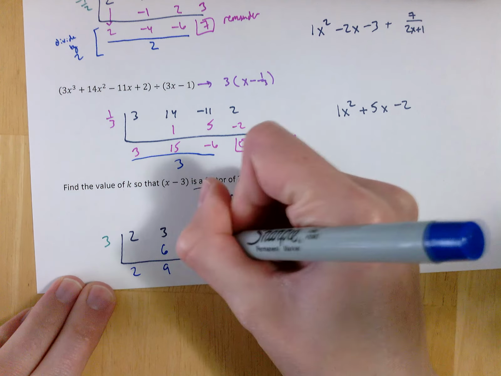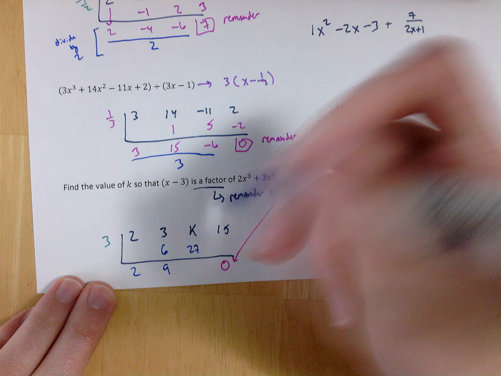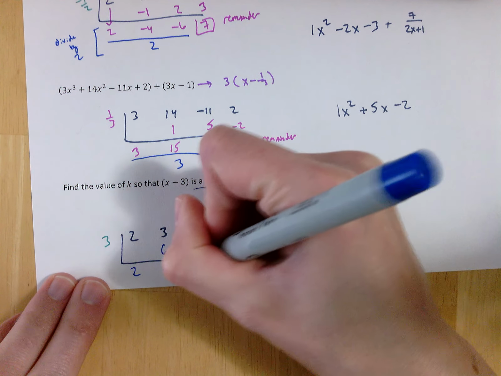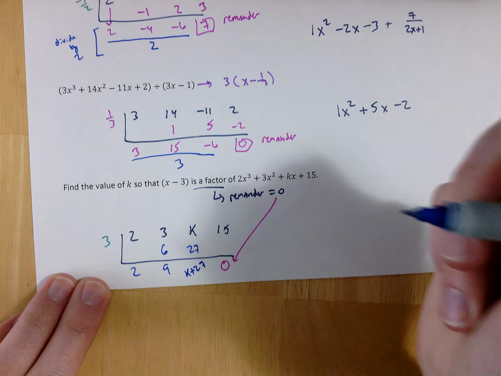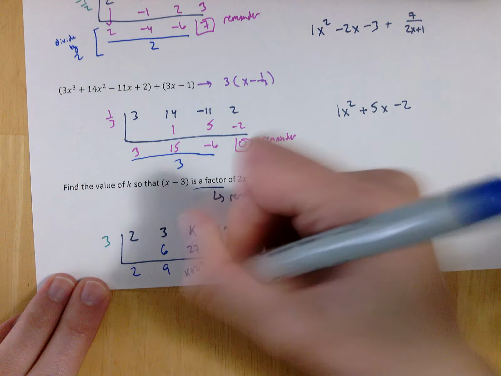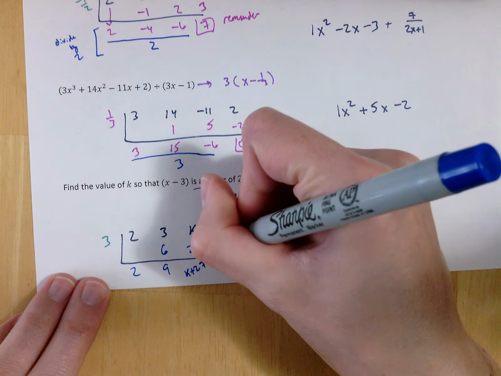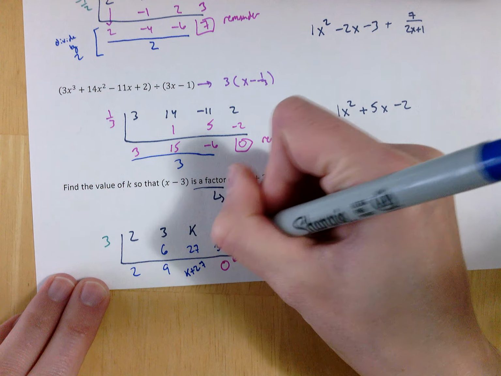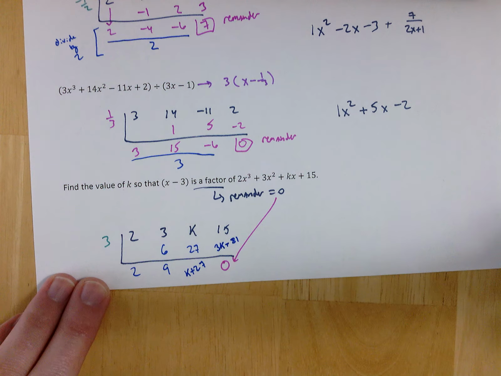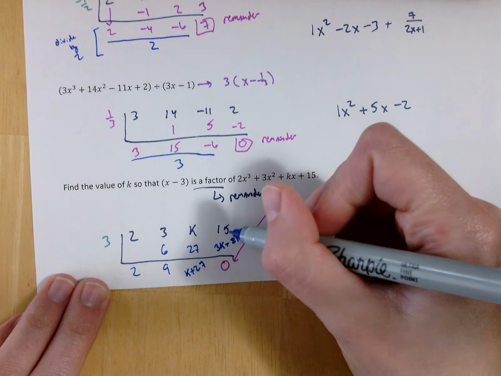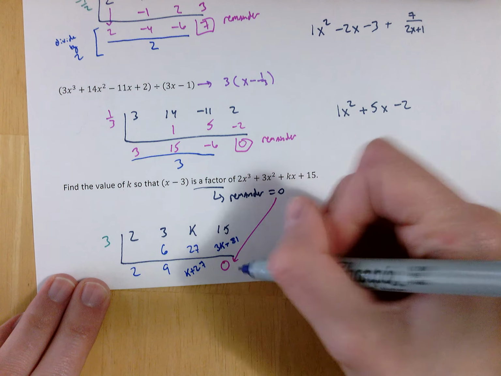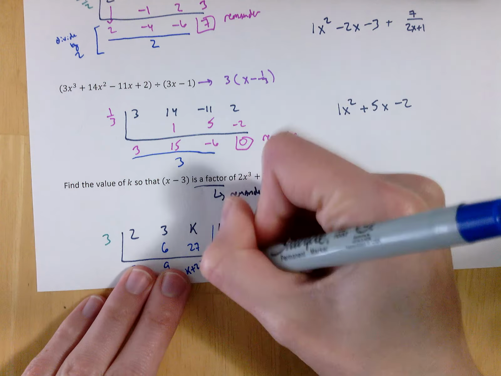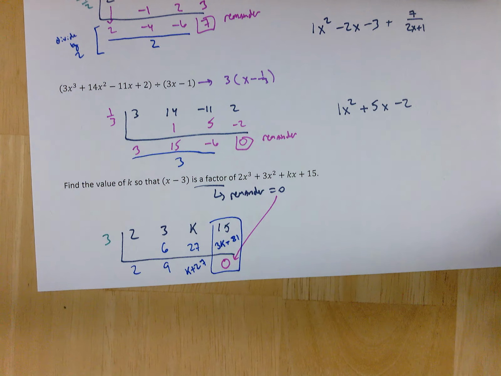3 times 9 is 27. And then here, these aren't like terms, so I'm just going to write that as k plus 27. Then 3 times k plus 27 is a distributive property, so that's 3k plus 3 times 27, which is 81. My last step would be to add these two together, and I know the answer is going to be 0 because it's a remainder.